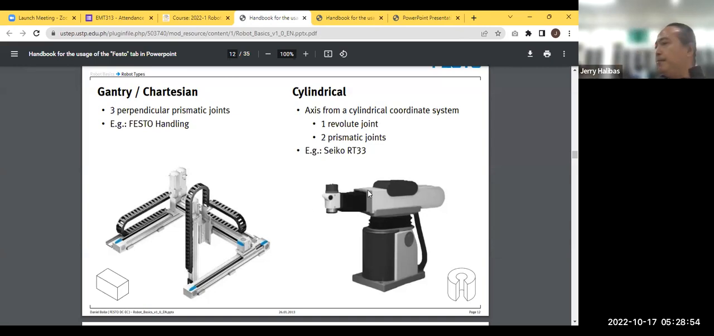Now, if it is cylindrical, it has one revolute joint and two prismatic joints. Okay? So, ang prismatic niya ni kining pag-extend diri, o kaning pagnaog gani diri sa ubos. Orthogonal, no? Orthogonal na linear motion. Dahil isa na ka-revolute kaya pagtuyok niya, it could form a cylinder.